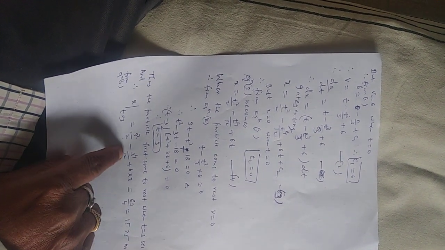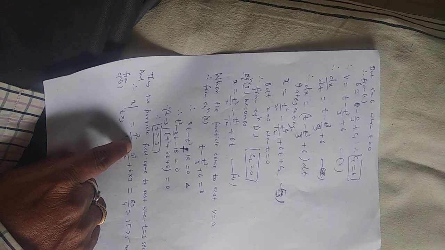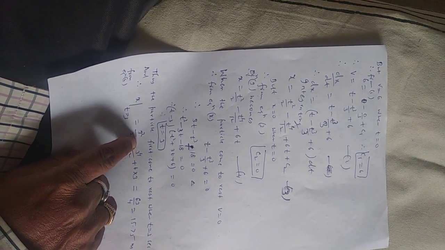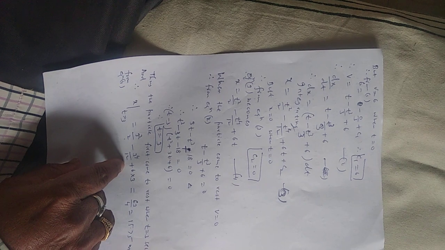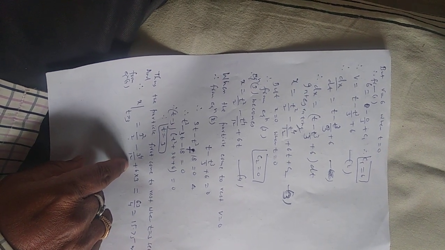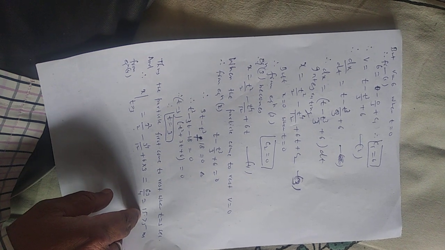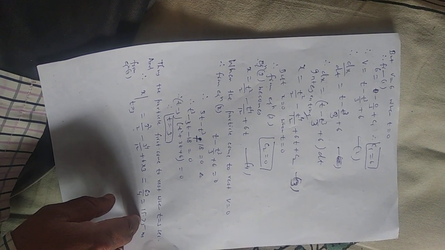x when t is equal to 3 becomes 3 square by 2 minus 3 raised to 4 by 12 plus 6 into 3, and the final answer is 15.75 meter. So this one is our second example.